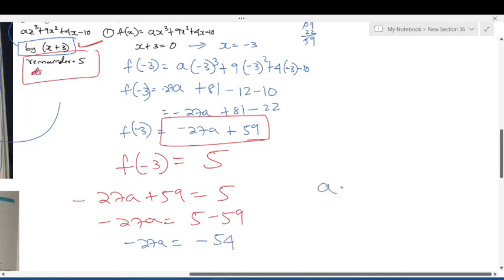Minus 54. So what happens to a, students? Minus 54, Adya, it is positive. Minus 27. Minus minus gets cancelled. What did you all get, students? 2 or 6? What's the answer?